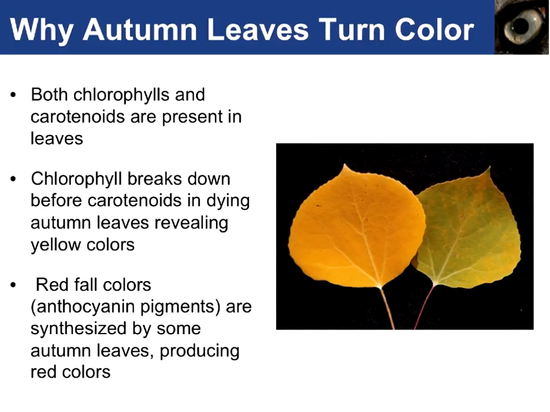Both chlorophylls and carotenoids are present in leaves, and chlorophylls break down before carotenoids in dying autumn leaves, and this is what reveals the yellow colors. Red fall colors are caused by anthocyanin pigments, which are synthesized by some autumn leaves. This picture shows a normal green aspen leaf on the right, and an aspen leaf during the fall after the chlorophyll has broken down. And you can see the yellow carotenoid.